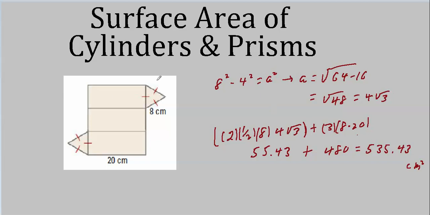So for the 2 triangles, that's 2 times the area for the triangle, 1/2 times 8 times the altitude, which is 4 times the square root of 3. And this here, well, we've got 8. Each of these is congruent. They have to be because they have to match up with each of these sides here when you fold it up and put it together. So each of these 3 rectangles has a width of 8 and a length of 20. And as I said, there are 3 of them, so we get 3 times 160, or 480.